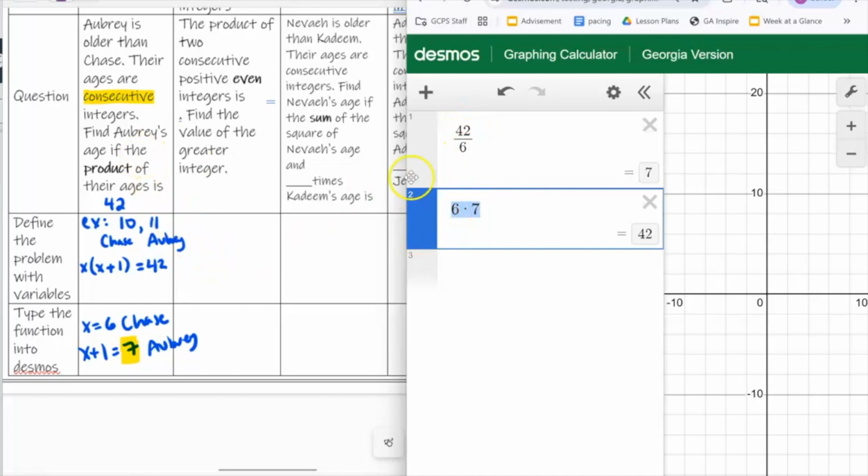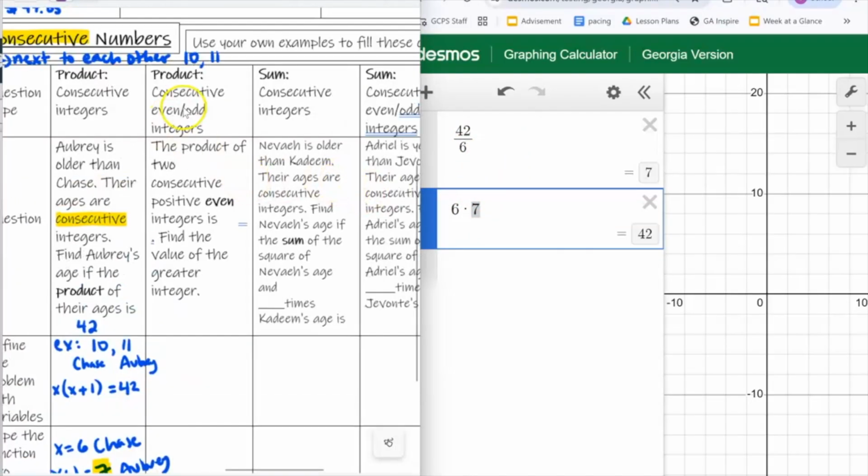And now you just need to determine whose age is who. Well, it says Aubrey is older than Chase. So Aubrey has to be the bigger number. So Aubrey's age is 7. This is called the London's method. This was a student who came up with this method, which I so loved. So if you understood that better, please go with that.